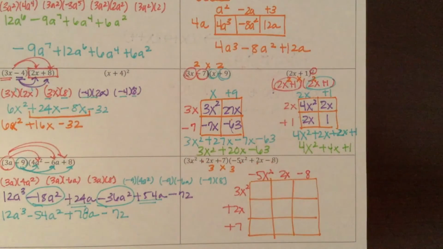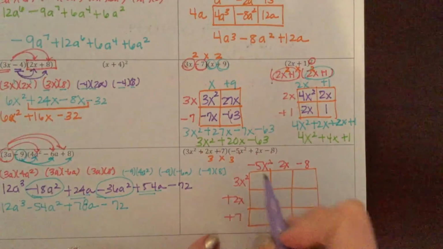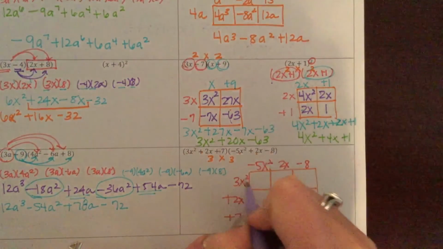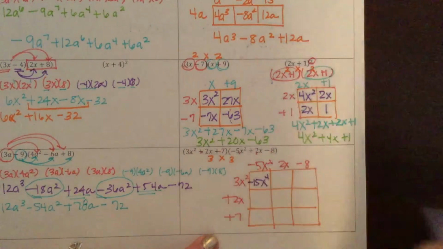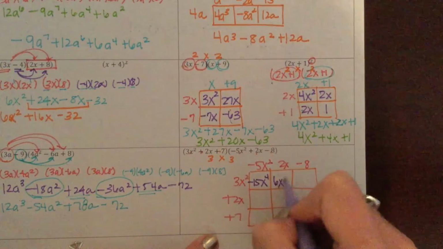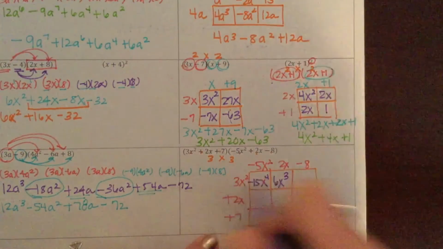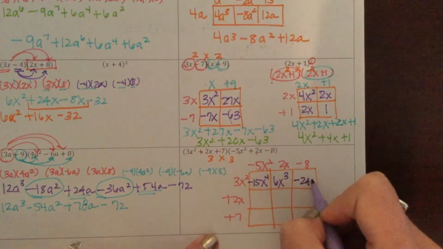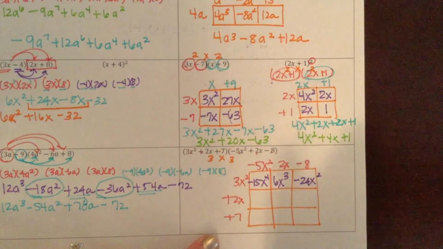And then I just multiply the length and the width of each box to fill the box in. 3x squared is going to get multiplied by negative 5x squared to make negative 15x to the fourth. 3x squared gets multiplied by 2x to make 6x cubed. And 3x squared gets multiplied by negative 8 to make negative 24x squared.